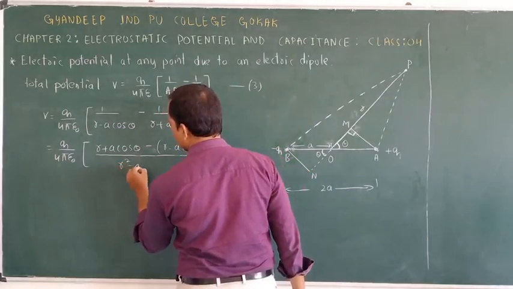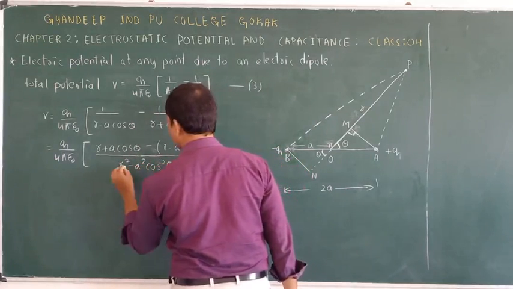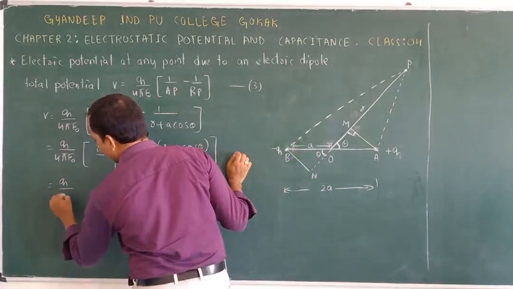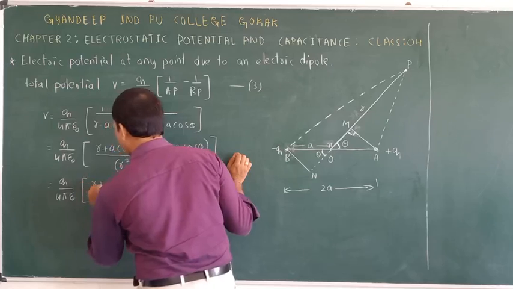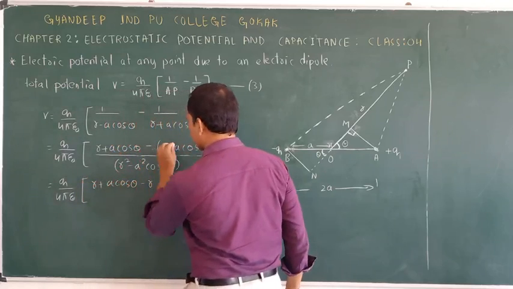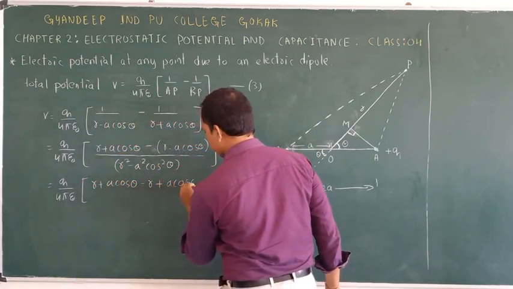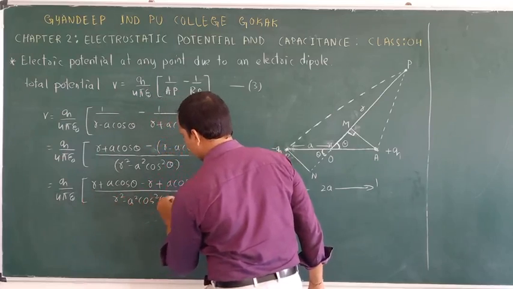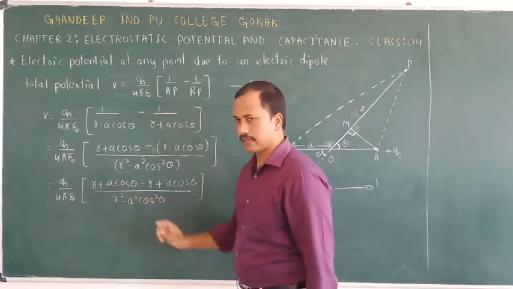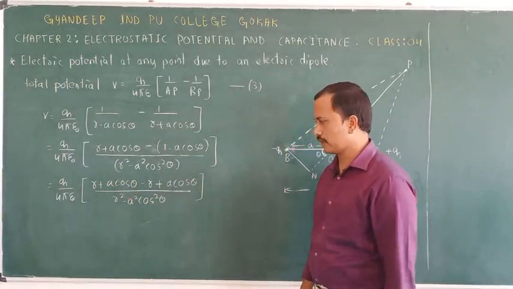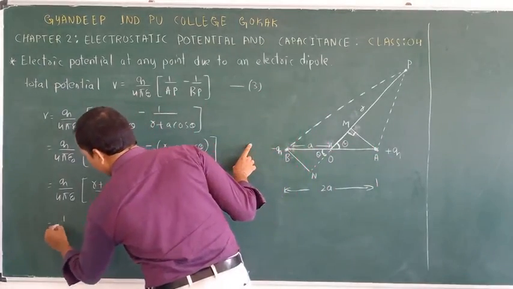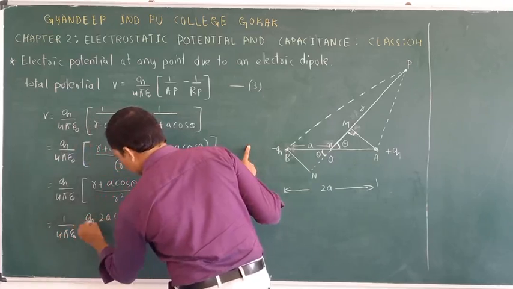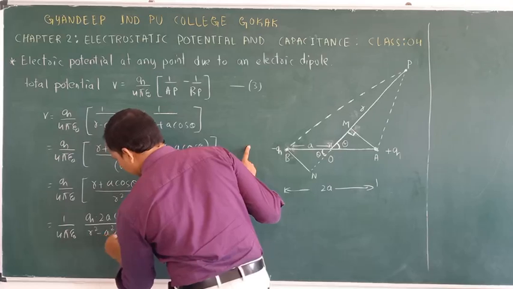So therefore it is R square minus A square cos square theta. This is the common side. So this is equal to Q divided by 4 pi epsilon into bracket R plus A cos theta minus R plus A cos theta, divided by R square minus A square cos square theta. So plus or minus will cancel. Remaining terms are A cos theta plus A cos theta, it is 2A cos theta. So therefore this is 1 divided by 4 pi epsilon, Q into 2A cos theta divided by R square minus A square cos square theta.